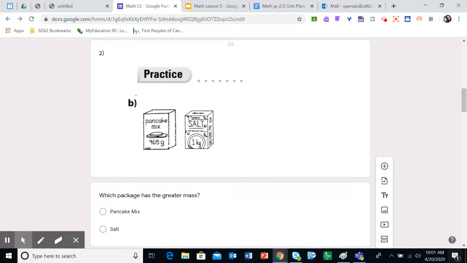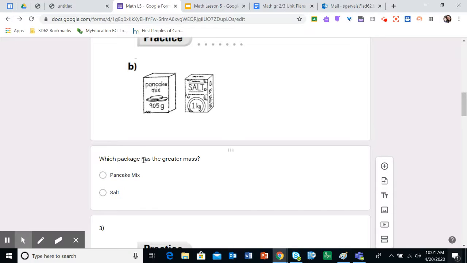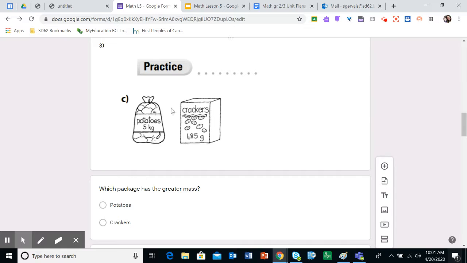Number 2, we have pancake mix, which is 905 grams. Salt, which is 1 kilogram. Which package has the greater mass? Is it the pancake mix or is it salt? You tell me. Number 3, we have a sack of potatoes that are 5 kilograms and a pack of crackers, which is 485 grams. Which package has the greater mass? Is it the potatoes or the crackers?